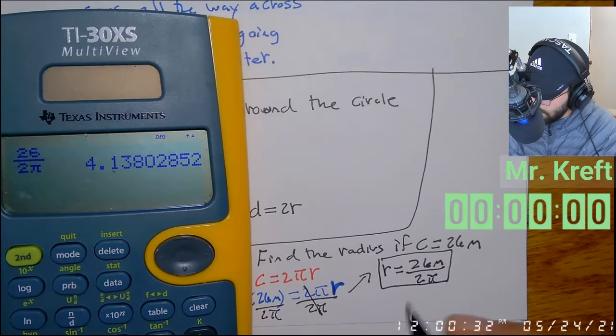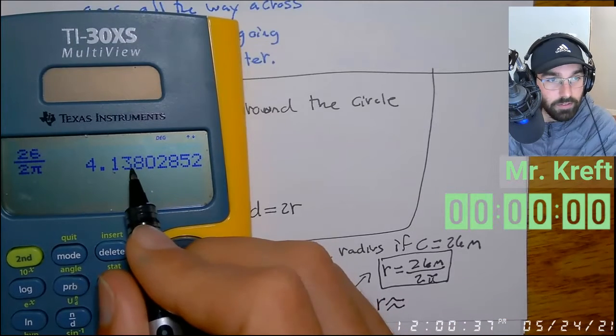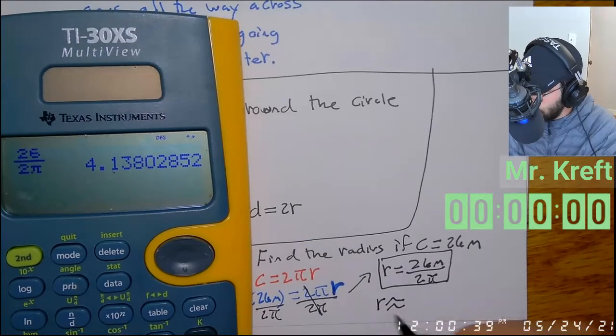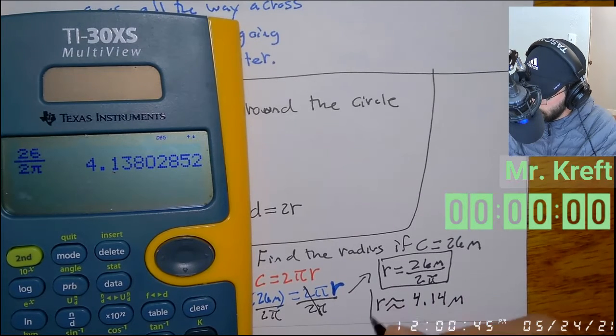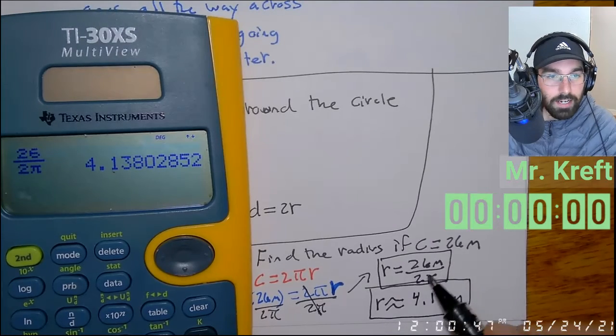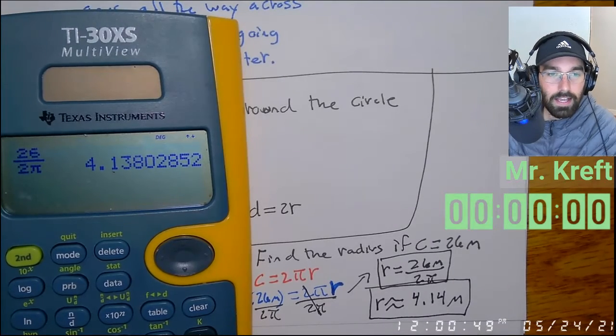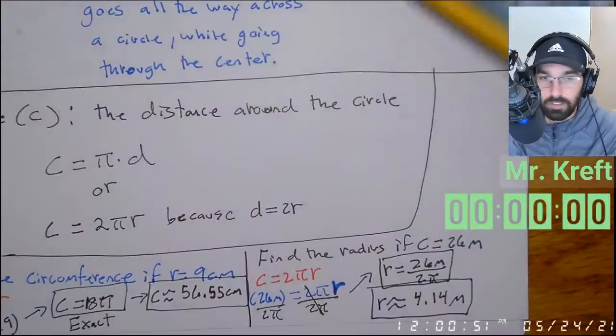Okay, I'm going to hit enter, and I'm going to get r is approximately, so in this case, if I go to the second, I'm going to round up. So it's approximately 4.14 meters. Okay, so I have my exact, and I have my approximate.